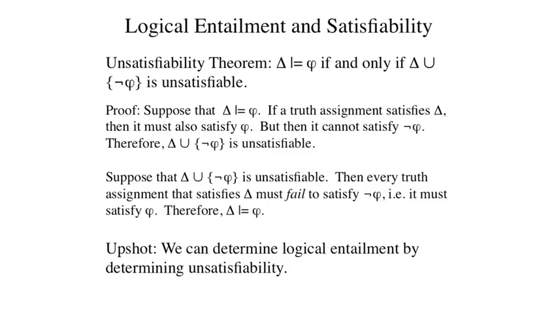Note that logical entailment and satisfiability have an interesting relationship to each other. In particular, if a set delta of sentences logically entails a sentence phi, then delta together with the negation of phi must be unsatisfiable. The reverse is also true. If delta and the negation of phi is unsatisfiable, then delta must logically entail phi. This is guaranteed by a meta-theorem called the unsatisfiability theorem, shown here, with a small proof that it's correct. An interesting consequence of this is that we can determine logical entailment simply by checking for unsatisfiability.